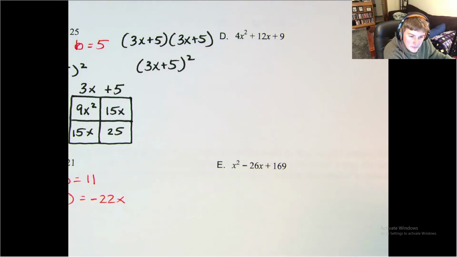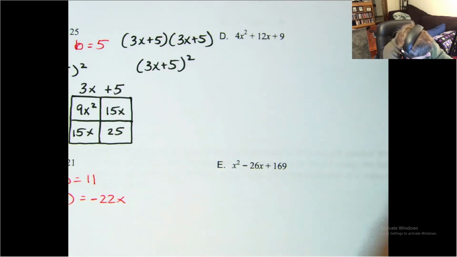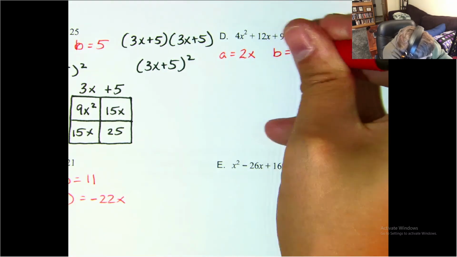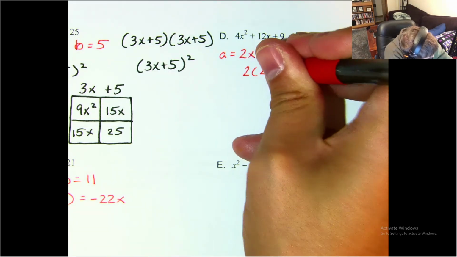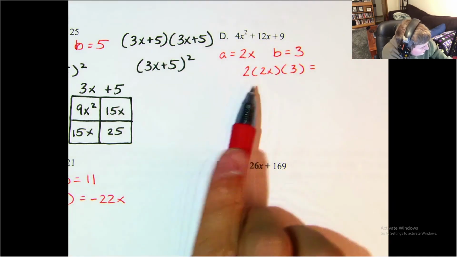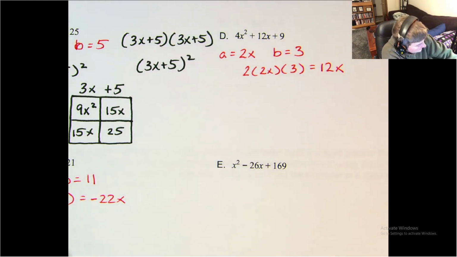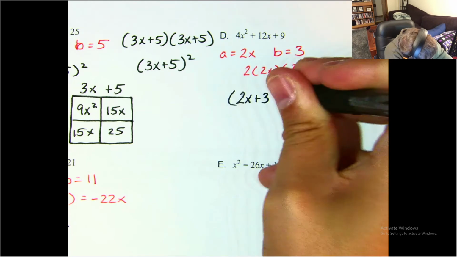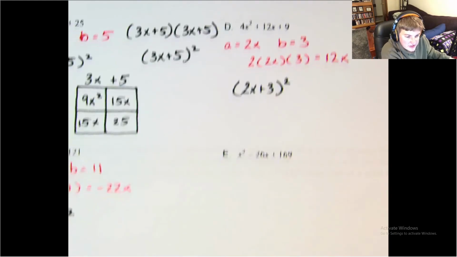Okay, next term. The a value is not 1, so I check for greatest common factor, and there is none. So I'm going to check, the root of my first is 2x. The root of my last is 3. And so now I need to check, does this middle term equal 2 times the root of the first times the root of the second? 2 times 2x is 4x times 3 is 12x. So this is going to factor into 2x plus 3 squared.